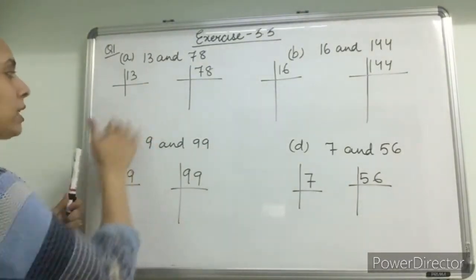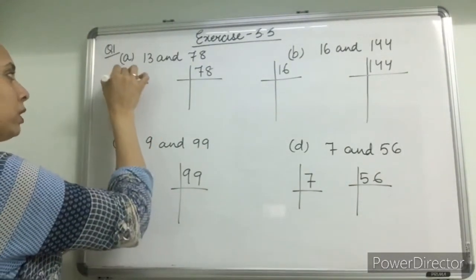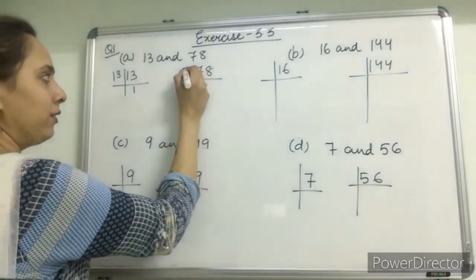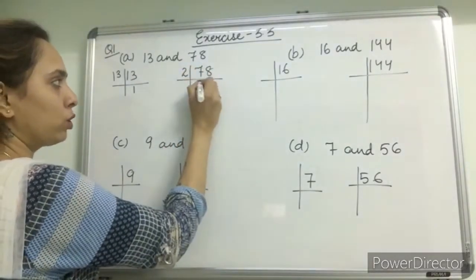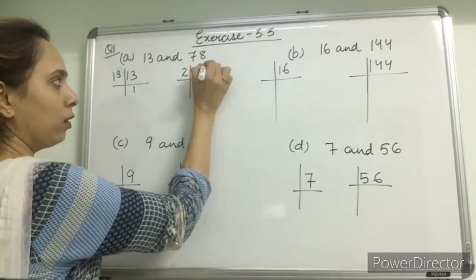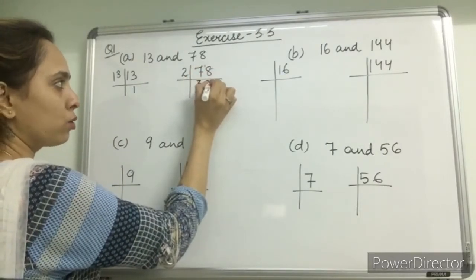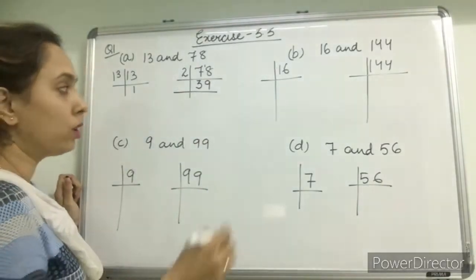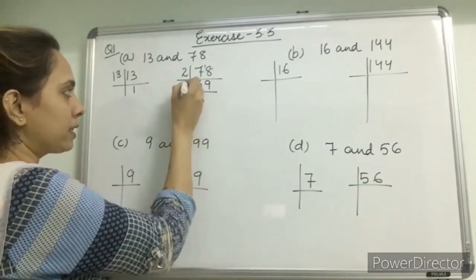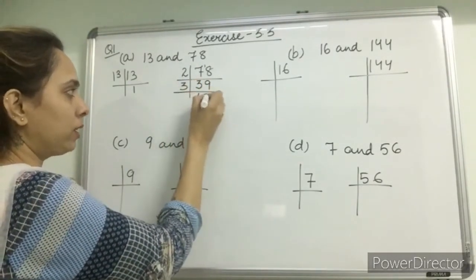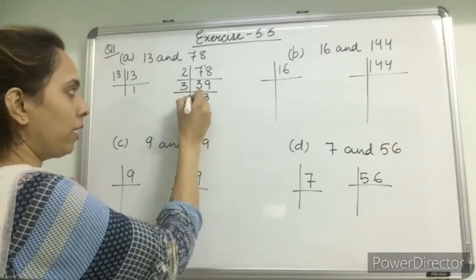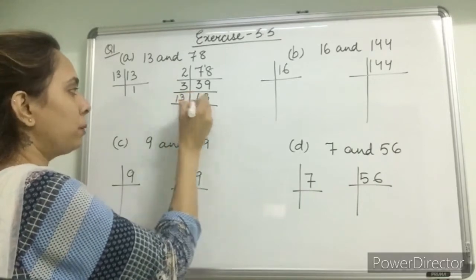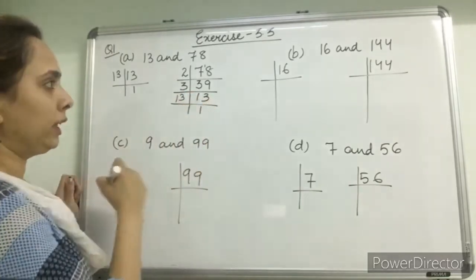Here 13 itself is a prime number, so 13 ones are 13. 78 is divisible by 2, 2 threes are 6, 2 nines are 18. Now this 39 is not divisible by 2, so let's go for 3. Yes, 3 ones are 3, 3 threes are 9. So here we have got 13. 13 is a prime number, so it will be divisible by itself only.